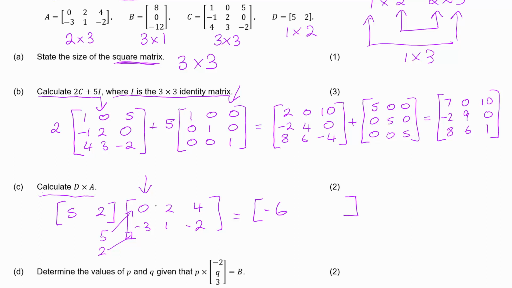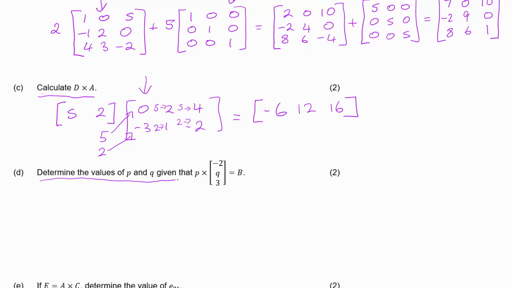We then do the same thing in here. So the 5 and the 2 come in and multiply here. So 5 times 2 is 10. 2 times 1 is 2. Add those together, you get 12. And then the 5 and the 2 come in here. And we do 5 times 4 is 20. 2 times negative 2 is negative 4. 20 add negative 4 is 16. So we get negative 6, 12, 16.